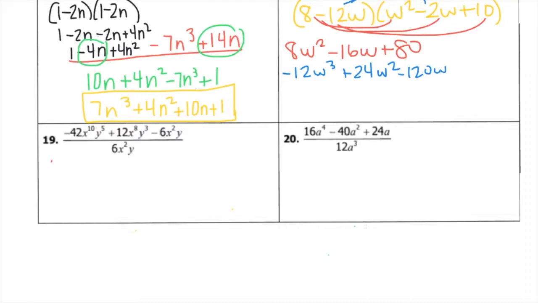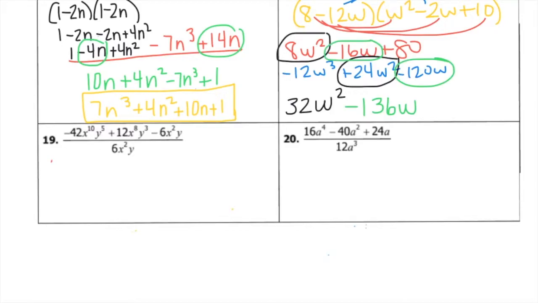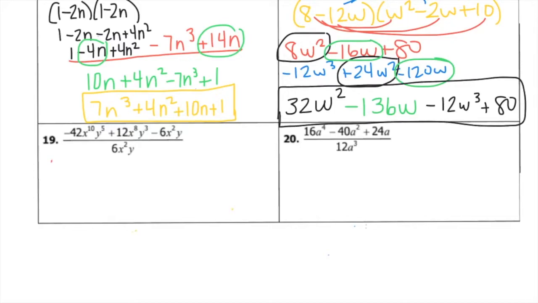Combine your like terms. First set of like terms, second set, and then the rest is just, you know, not like terms. Okay? So that's your answer. You can also write it in standard form. Negative 12w cubed plus 32w minus 136w plus 80. Okay, we're almost done.